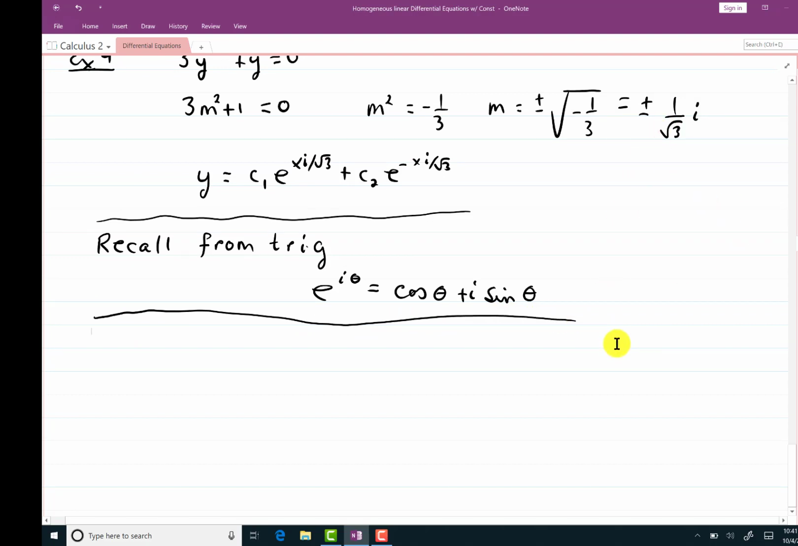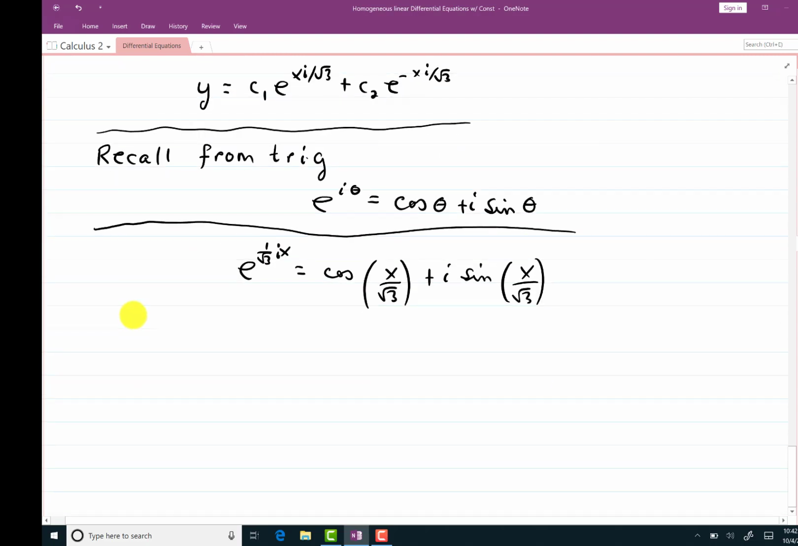We have e to the 1 over radical 3 times i. My theta here is the 1 over radical 3, so I'll have cosine, and I probably should put my x in here. I forgot my x, so I'll put my x in there. It's cosine of x over radical 3 plus i sine of x over radical 3.